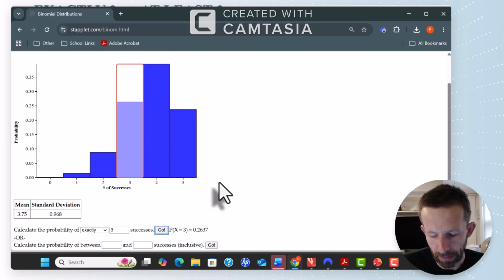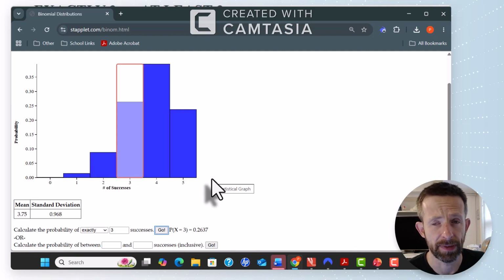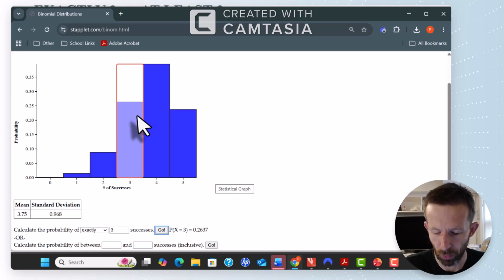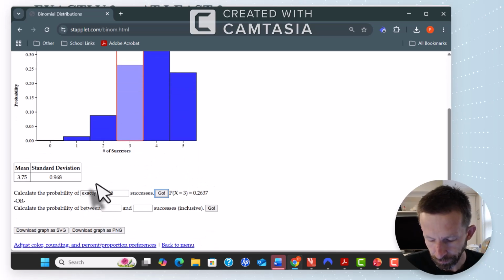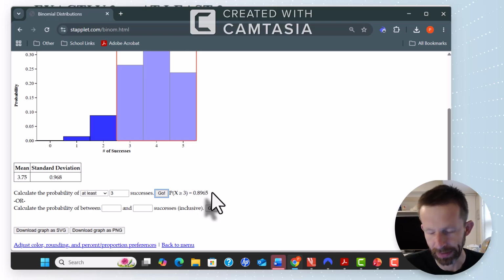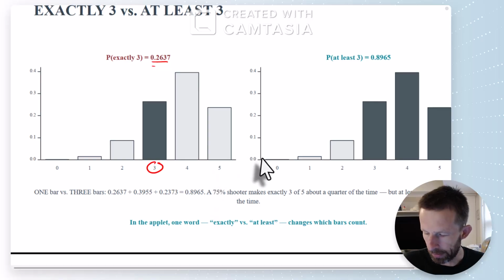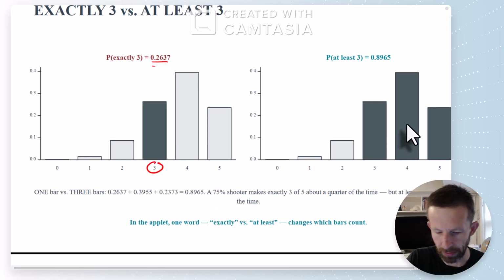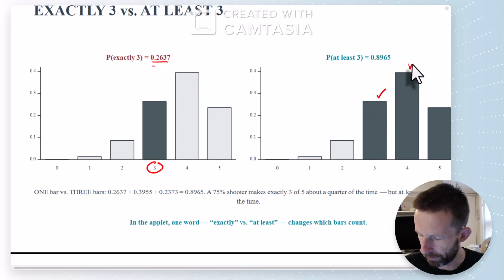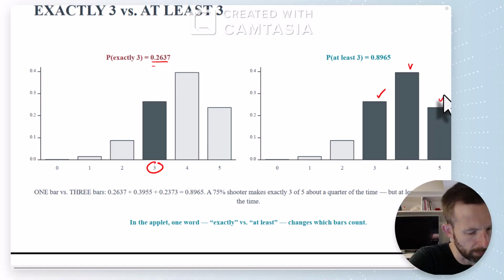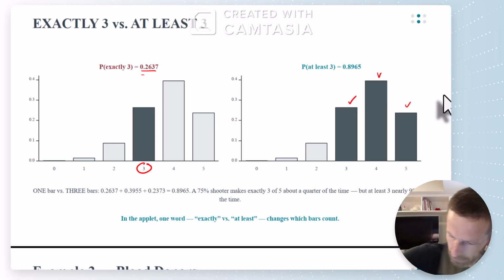Now, if the question was, what's the probability that she hits at least 3 out of 5? At least 3 out of 5 would be 3 or 4 or 5, right? All of those would count. So the nice thing is this app can do that for you. So at least 3 out of 5 would be 89.65% or 0.8965. All right, so at least 3 out of 5 would mean she hits 3 or 4 or 5.